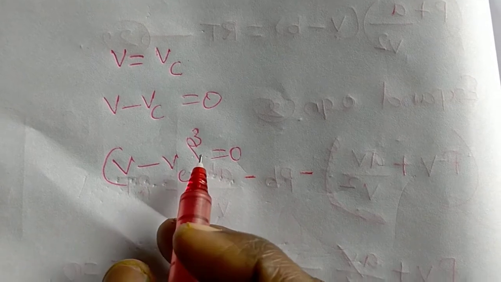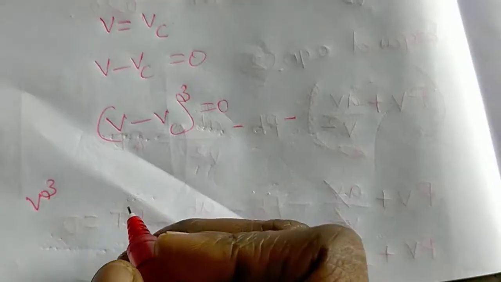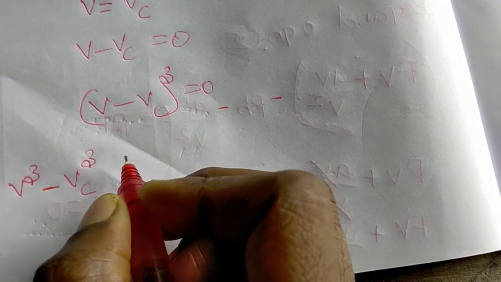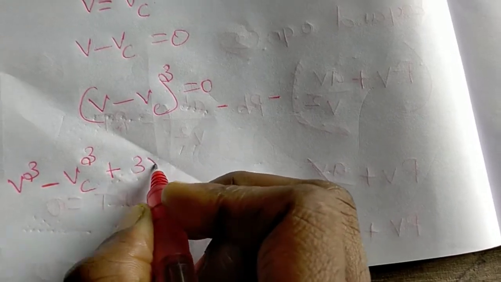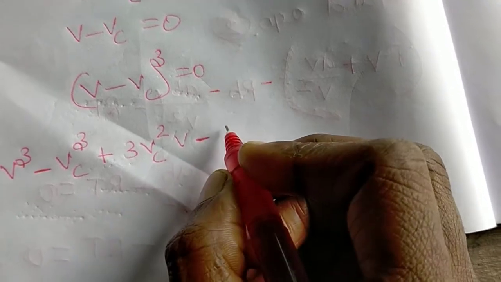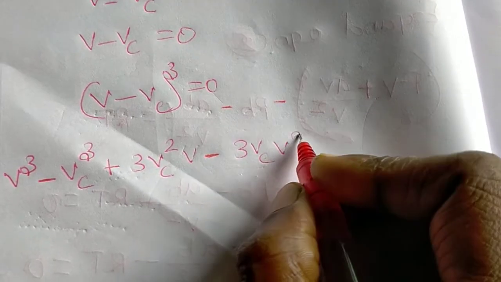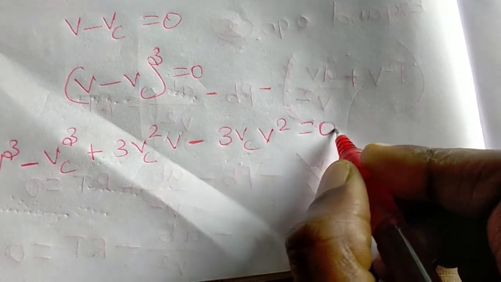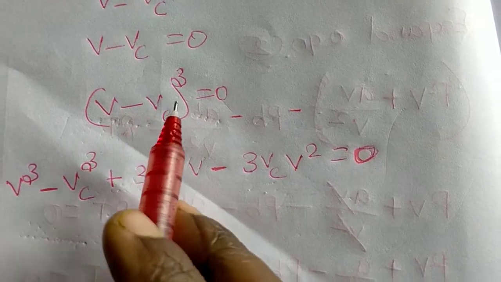V minus Vc the whole cube is equal to V cube minus Vc cube, plus 3Vc square V minus 3Vc V square, is equal to 0. Okay, this is the equation of V minus Vc the whole cube.